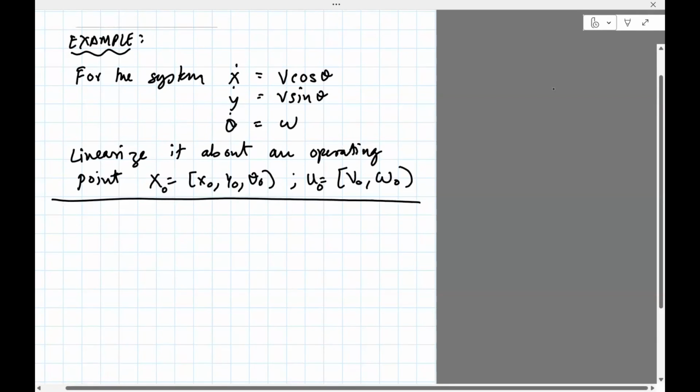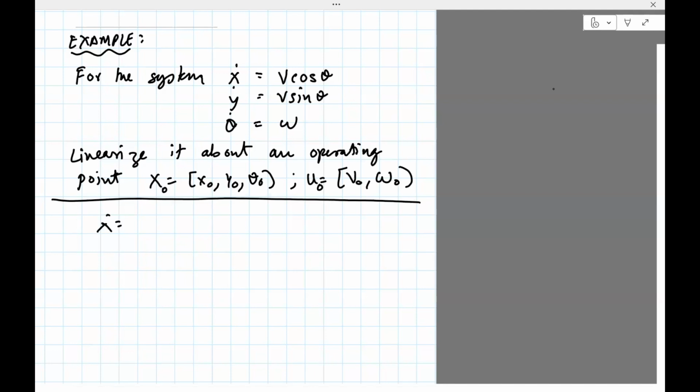Okay, so in this case, if you want to write it as x dot equals, you know what, let me write it as z dot. Let me just call this z, just because I think that it will be very confusing to see x as a vector state and small x, lowercase x, also as part of v cosine theta.